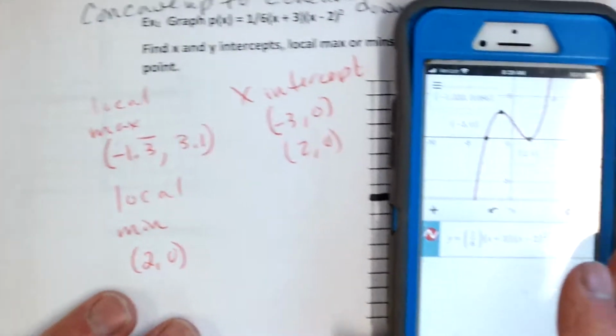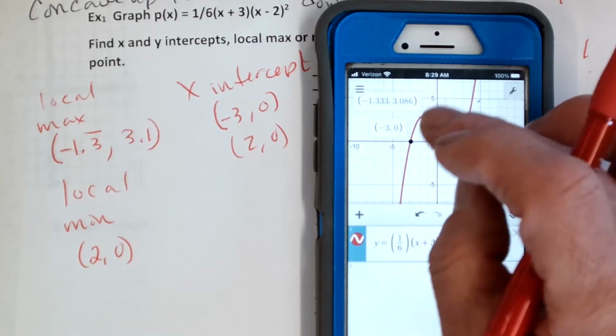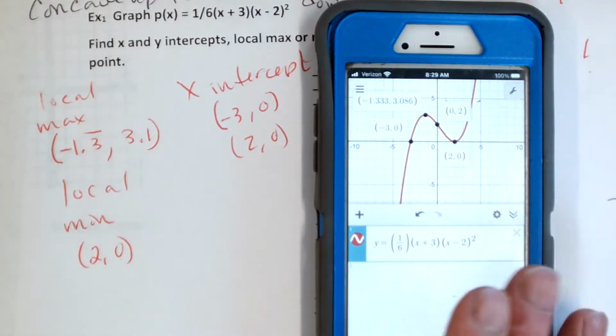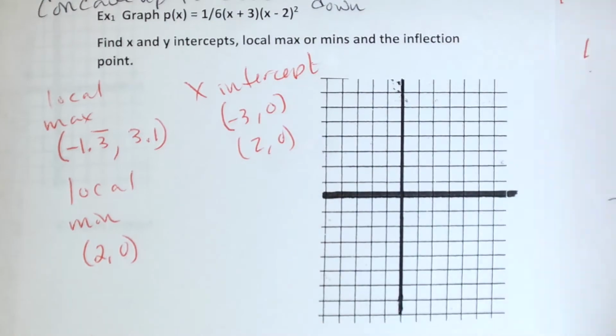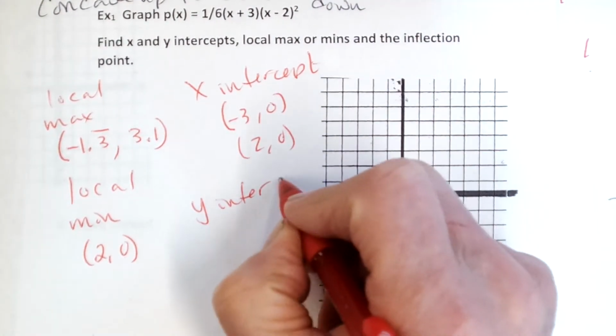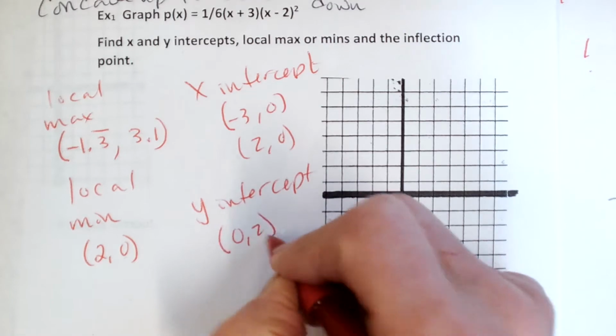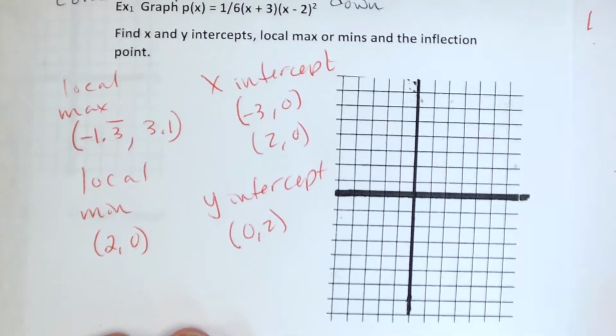If I look at my calculator, that's an X-intercept, that's an X-intercept, right? And I have a Y-intercept right about there at 0, 2. So I've got a Y-intercept at about 0, 2. Okay, so I can at least put some of those pieces of information on my graph.